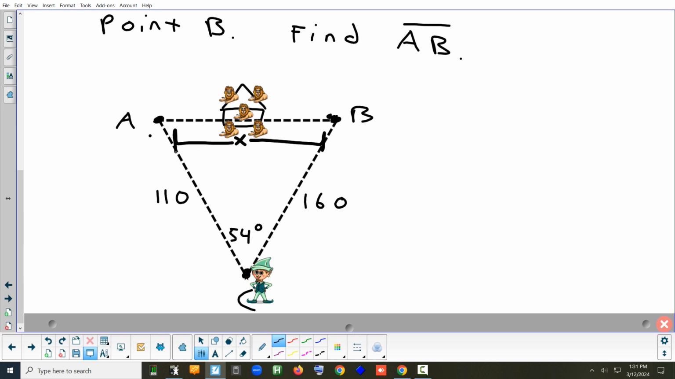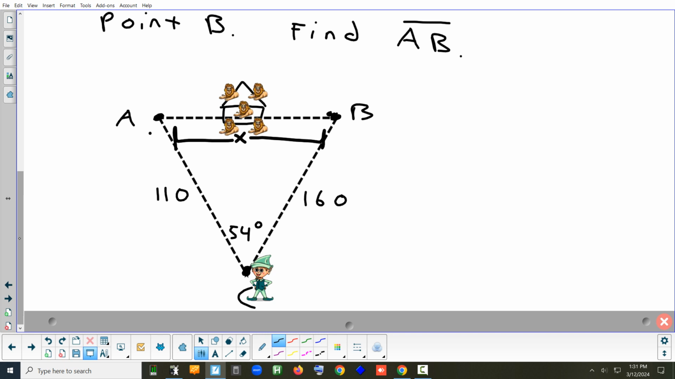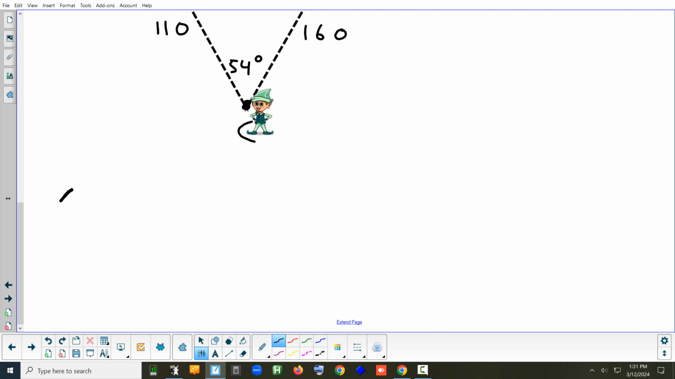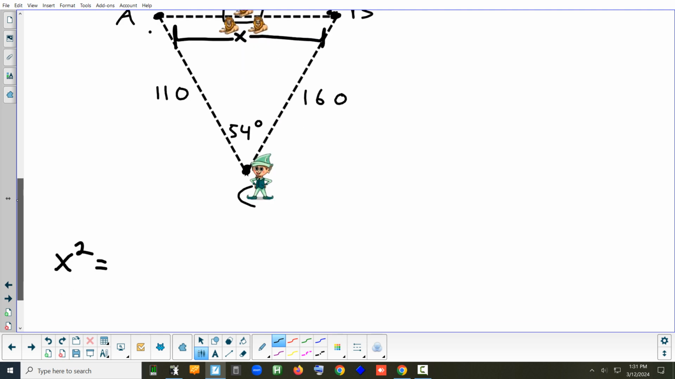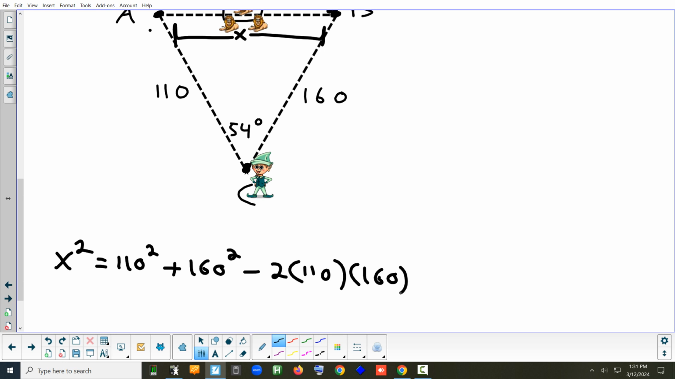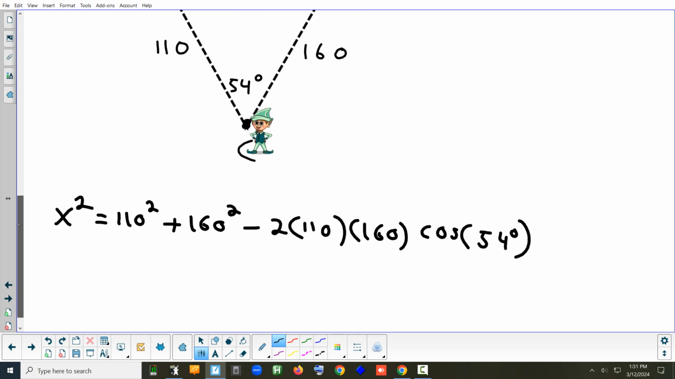So how's my formula going to start out to solve for X using law of cosines? X squared equals 110 squared plus 160 squared, minus 2 times 110 times 160 times cosine. Perfect. That's exactly how you solve it. Any questions on the setup?